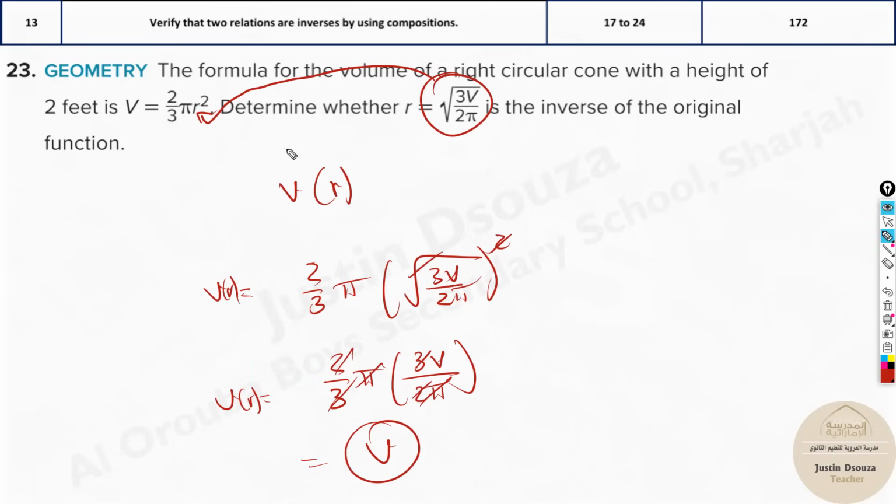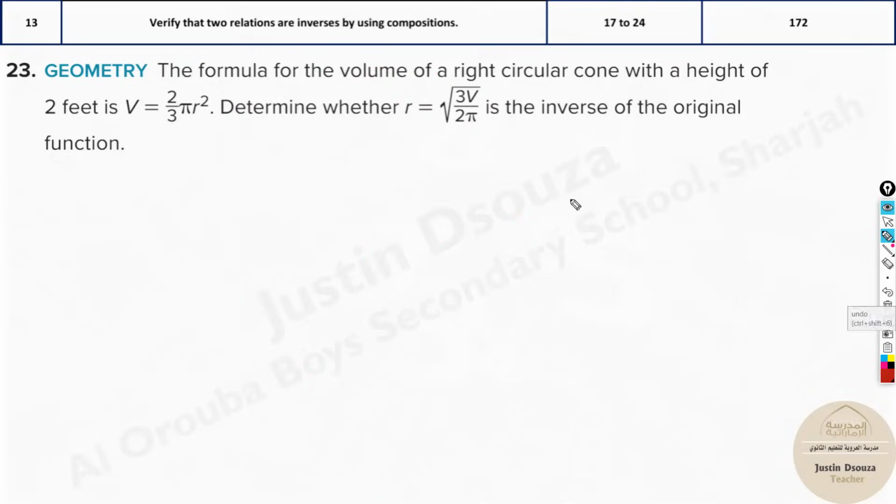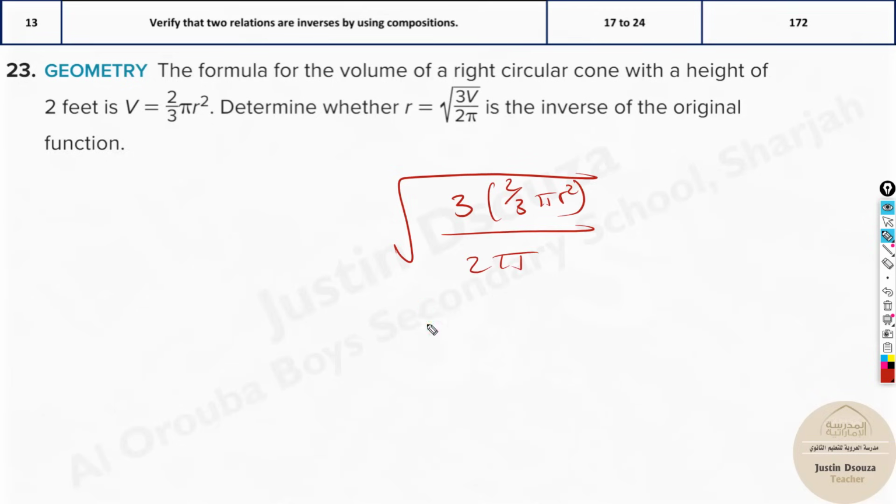Now you can do the other way around. Over here, when you do, you must get r only, the same variable we must get. We can check it out. Now here, square root of 3, but instead of V, what do I do? I'll put this in. So 2/3 pi r squared divided by 2 pi. Now let's simplify this. See, this is cancelled and this is cancelled. This one is also cancelled. You're remaining with r squared only. It's r. Yes, absolutely. They both are inverses of each other.